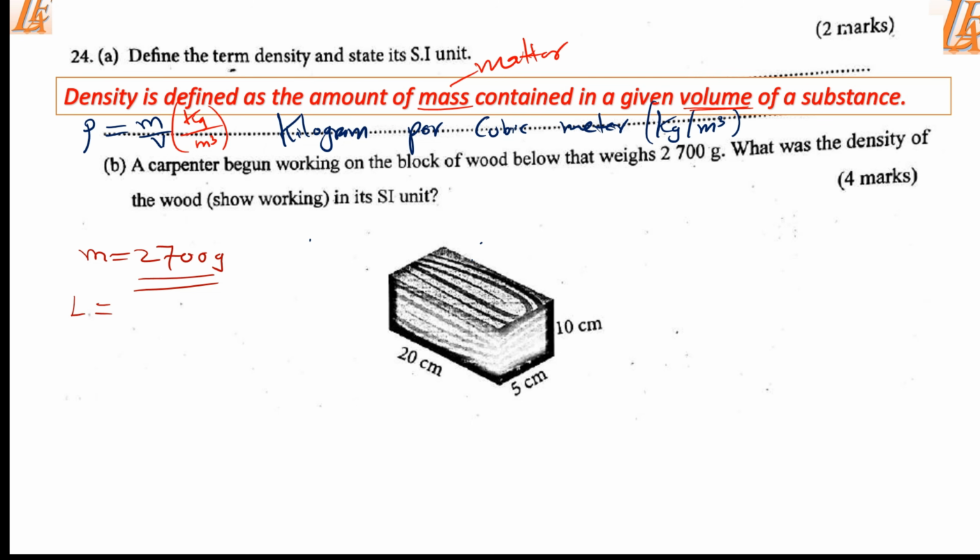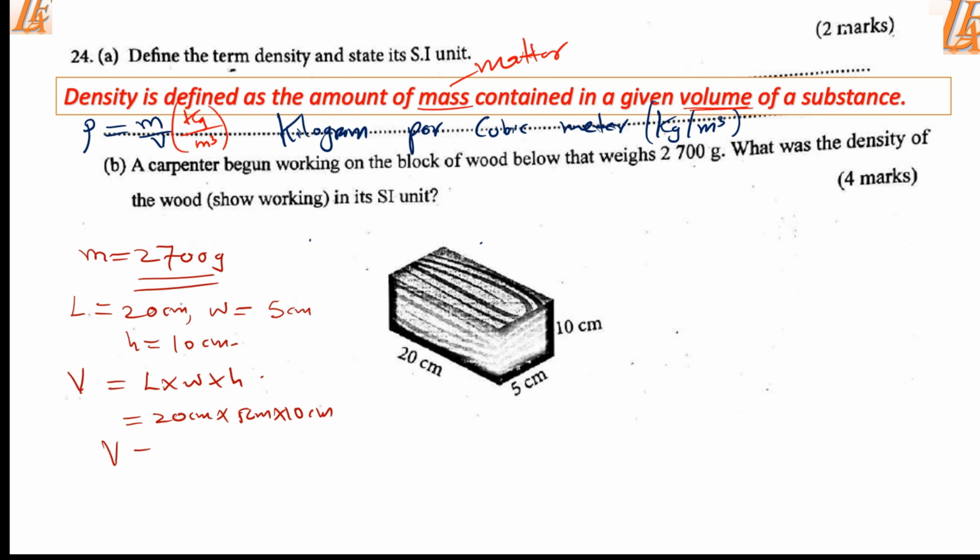We have been given length as 20 centimeter, width as 5 centimeter, and height as 10 centimeter. So from this, we can calculate volume as length times width times height, which is 20 centimeter times 5 centimeter times 10 centimeter. So our volume is going to be 1,000 cubic centimeter.